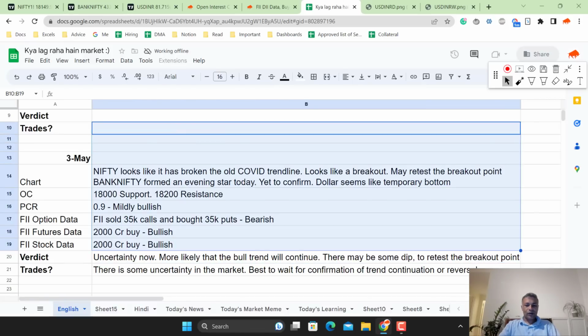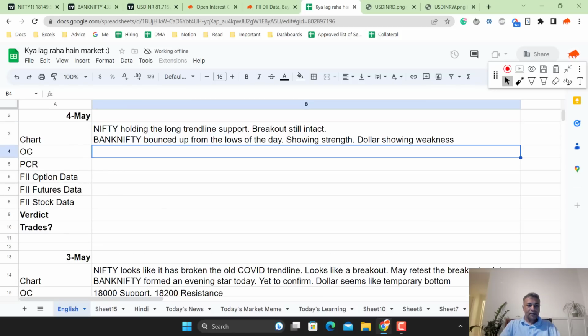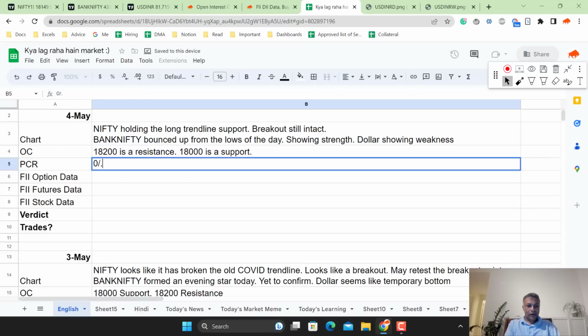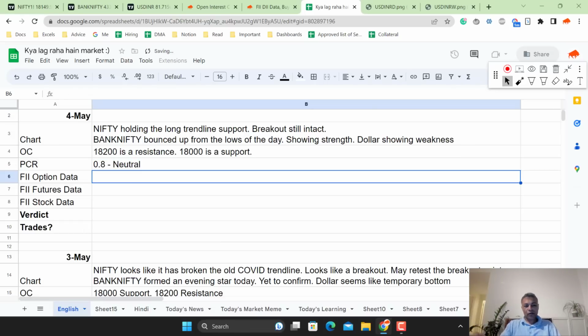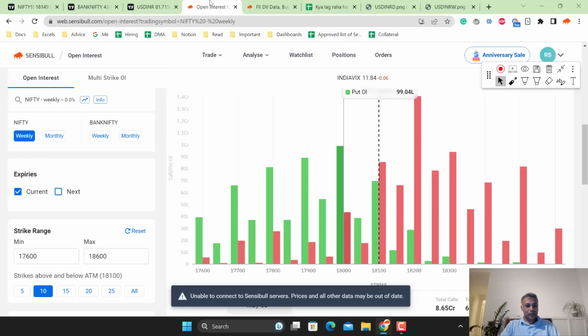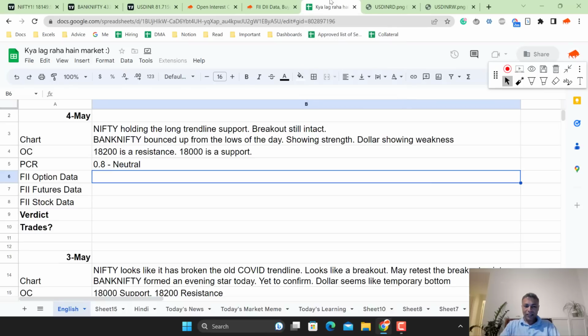So let's write that down. 18,200 is a resistance. 18,000 is a support. PCR is 0.8, which is neutral to mildly bullish. We'll call it neutral. Then tomorrow, of course, is expiry. So all of this open interest based data will go away tomorrow. So Friday can be completely unconnected to today's open interest. If you look at open interest alone, you will be tempted to think that 18,200 is a resistance. But please remember that that's only going to be resistance till tomorrow, because after tomorrow's expiry, open interest data goes away.